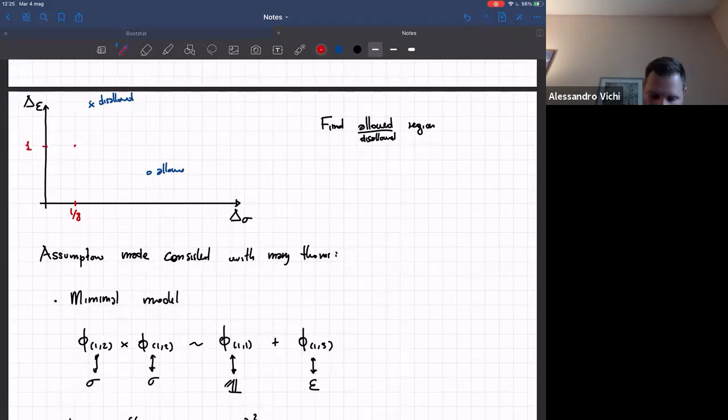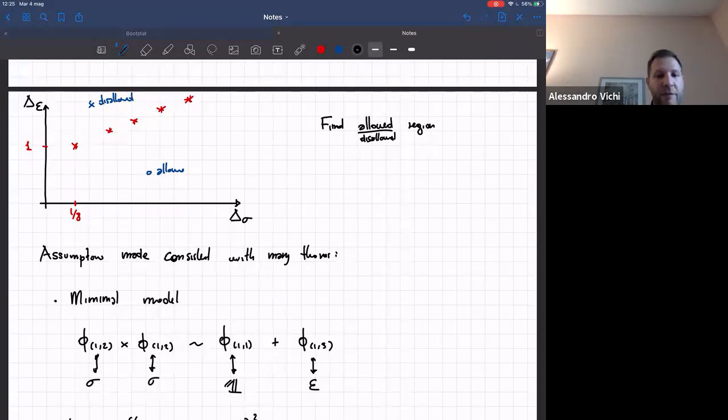And then there are many points, and it goes in a straight line up to 1/2, 2. It goes somewhere. So all these points should end up in the allowed region if our method works. On top of this, there are other theories.